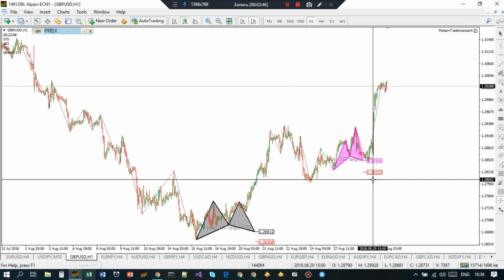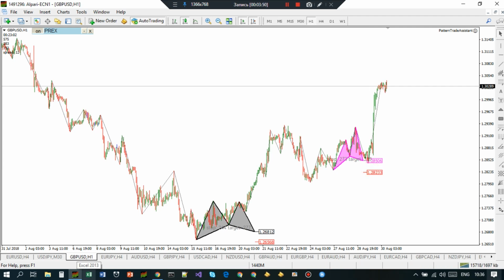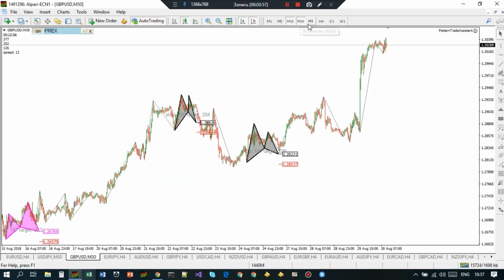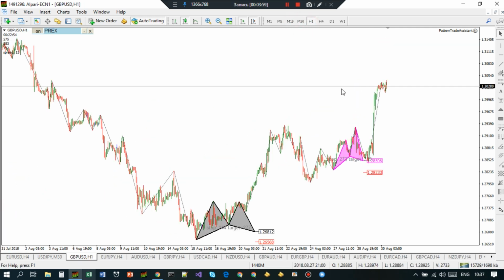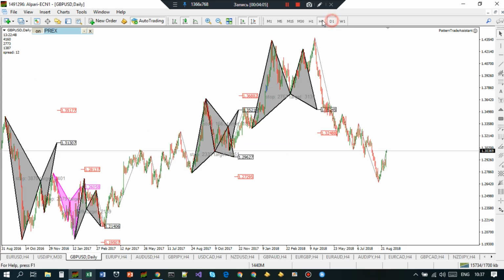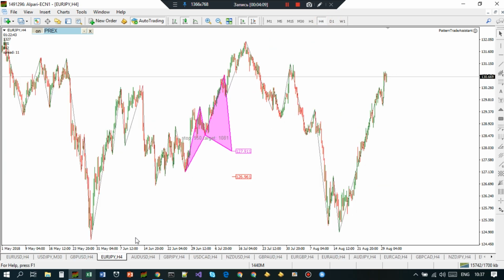Pound-Dollar, we had a Cipher winner recently. It was on 29th of August, yesterday. I suppose it was yesterday, yes. Okay, 15 minute nothing, 30 minute nothing, 1 hour nothing, nothing yet, and 4 hour is invalidated. Okay, if you are interested we can also check daily, but nothing is there.